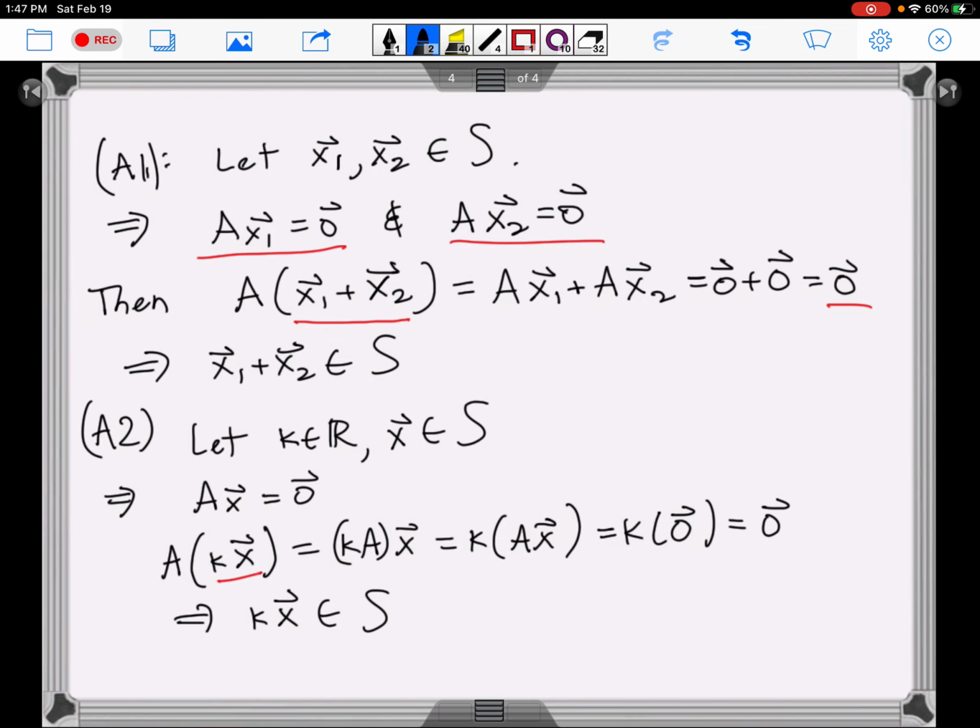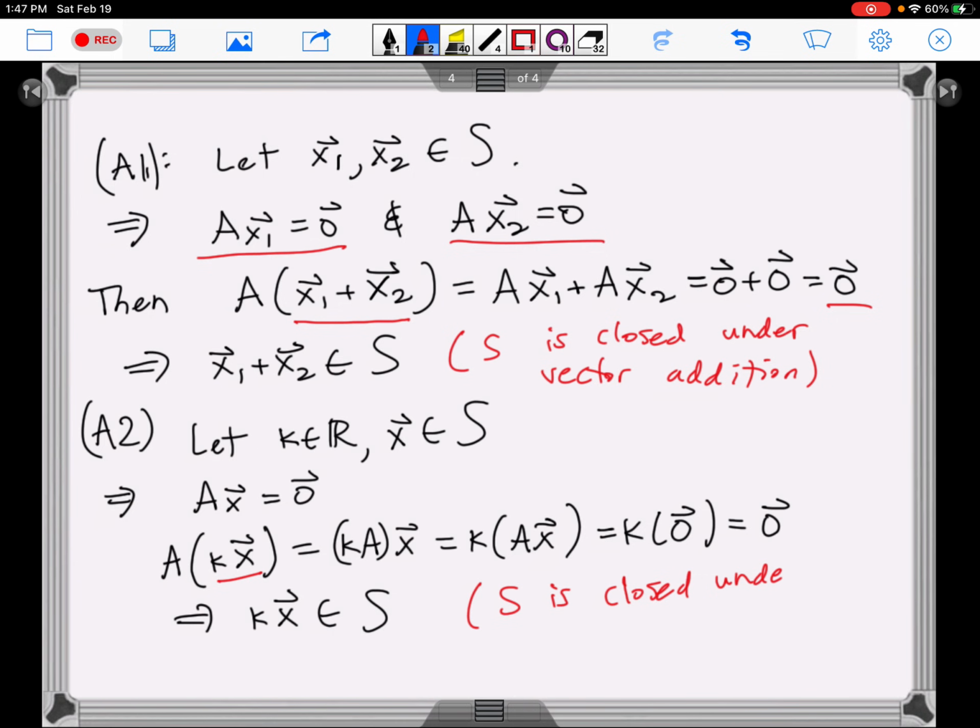So what did we just show? We just showed that axiom 1 and axiom 2 hold. So in particular, let me just write this down. This shows that S is closed under vector addition. And this shows that S is closed under scalar multiplication.